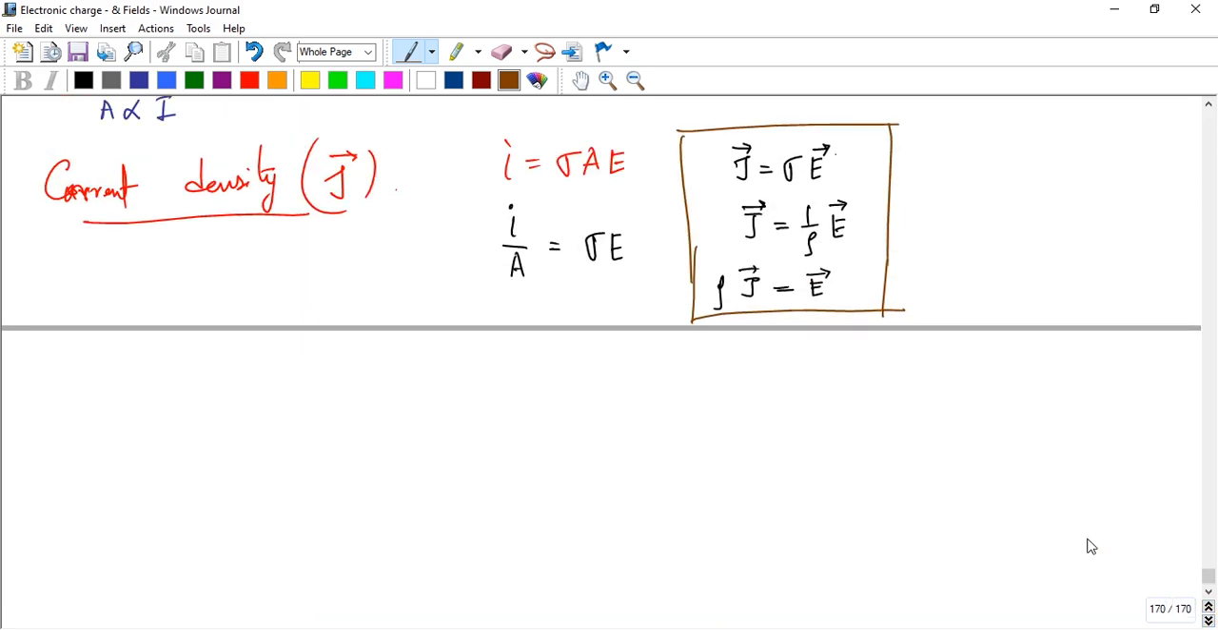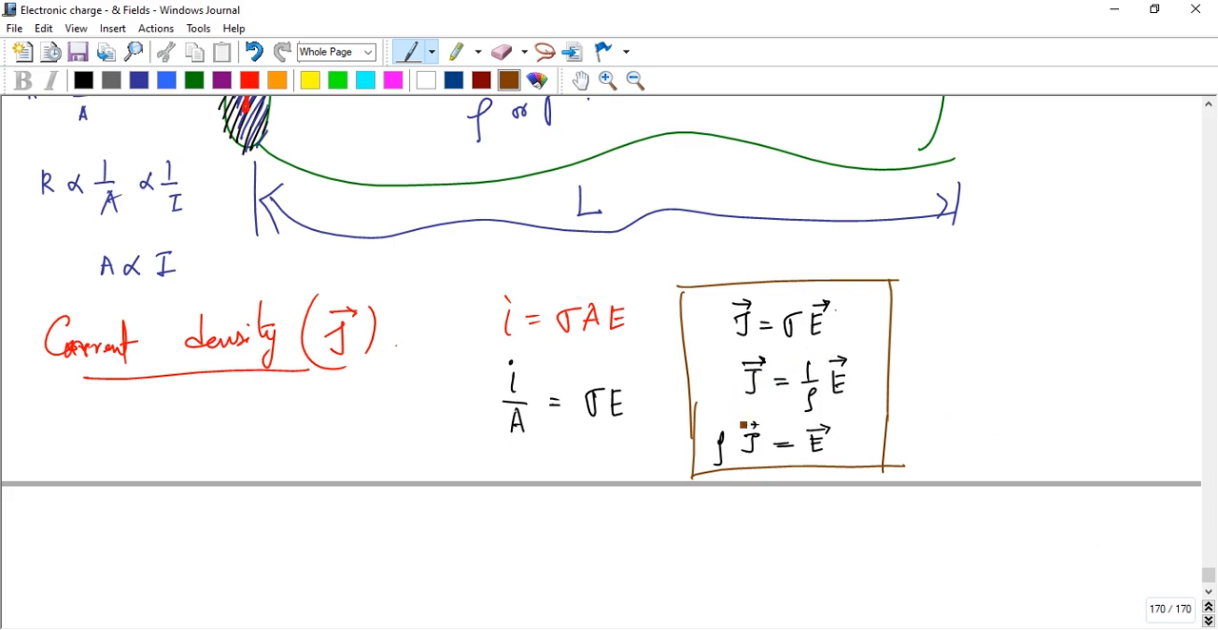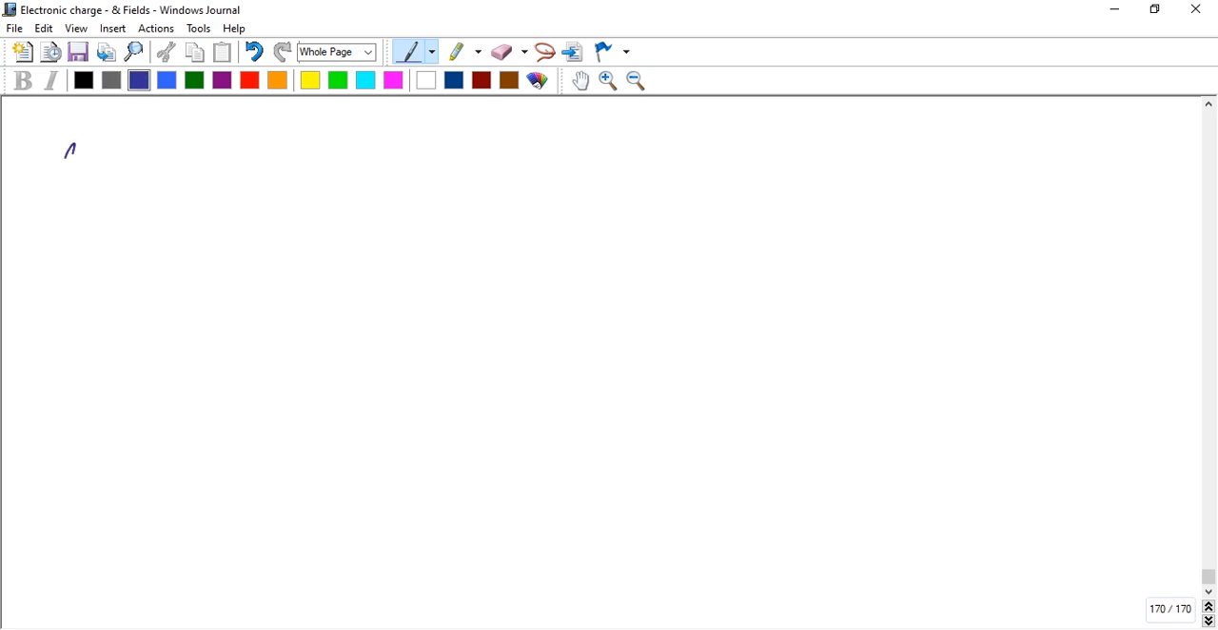Clear what current density is and its expression, and that conductivity and resistivity are constants. Okay, now clear. So now we describe Ohm's law.